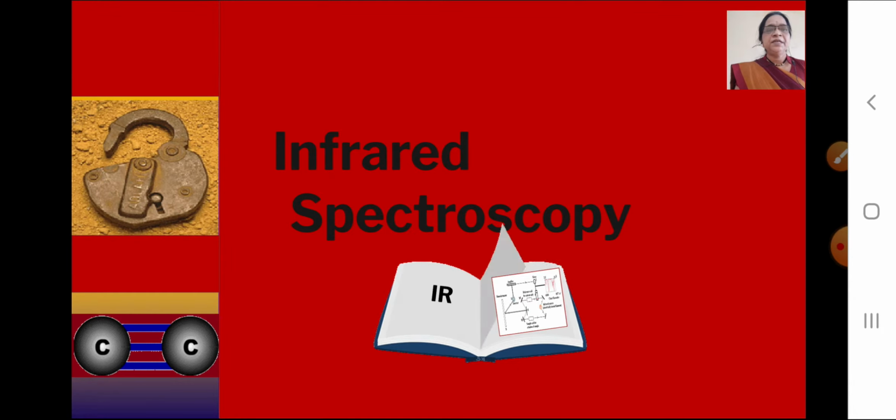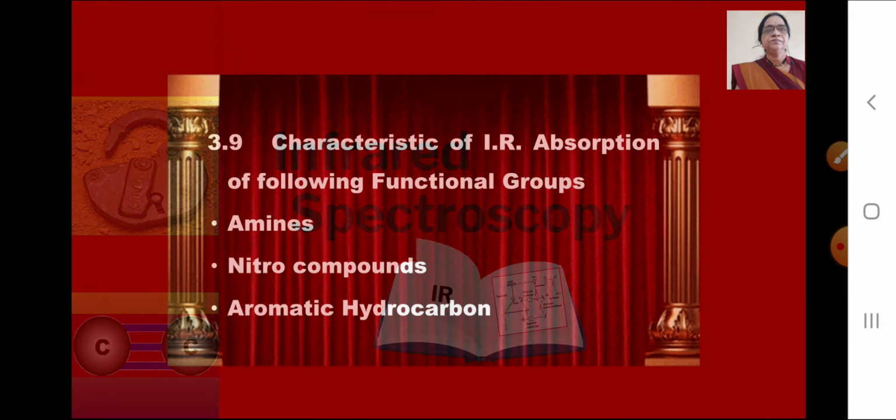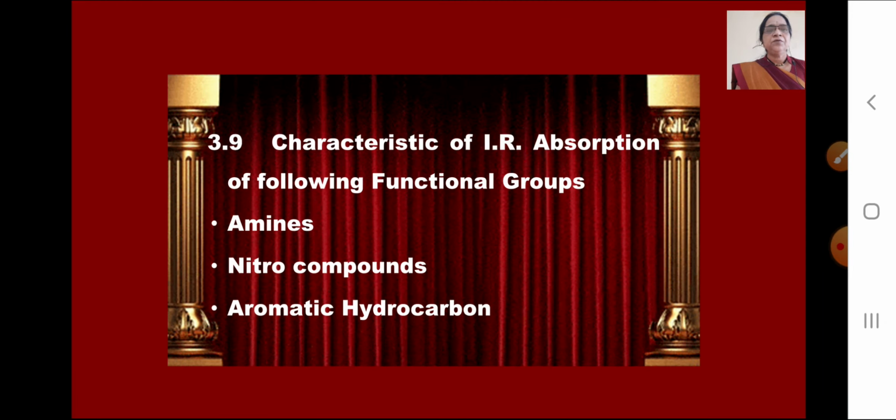Now we will study infrared spectroscopy. In the last video we studied the characteristics of the infrared absorption of functional groups such as carbonyl compounds, that is aldehydes and ketones. Now we will see the characteristics of the infrared absorption of amines, nitro compounds and aromatic hydrocarbons.